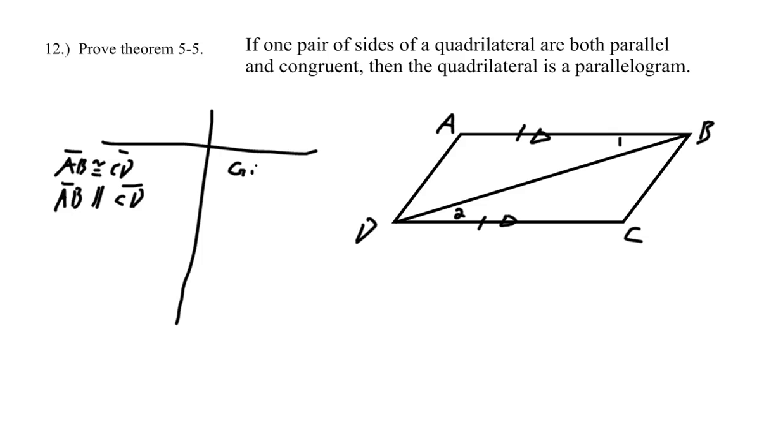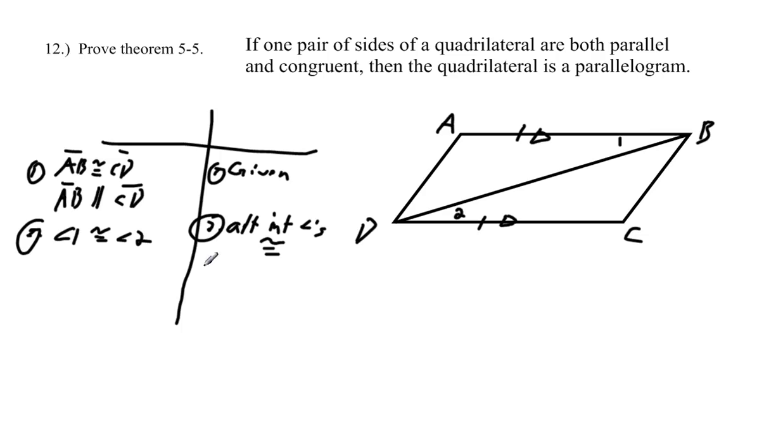That's given. And I would say angle 1 and angle 2 must therefore be congruent, and that's because alternate interior angles are congruent. And then I would probably say that DB is congruent to itself, and that's reflexive.